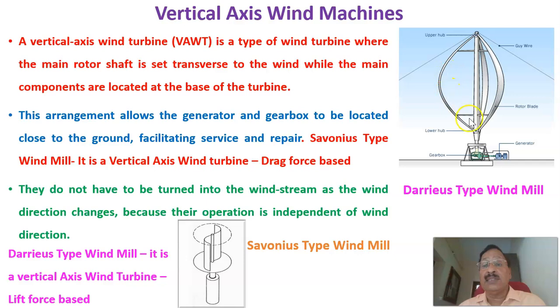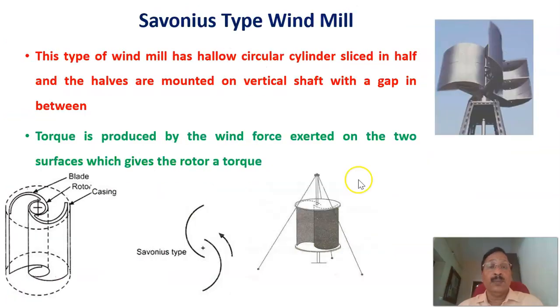So for that we'll see later. This is a Darrieus type windmill. That's also a vertical axis wind turbine. In that one, the lift force is used to rotate the blade. These are the two vertical axis wind machines. One we call the Savonius type, this one. The second one we call the Darrieus type windmill. We'll see that in the coming slides.